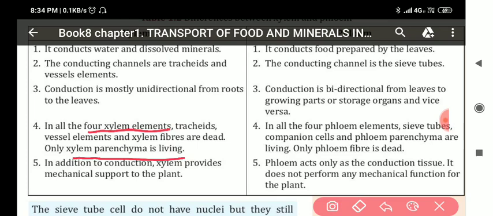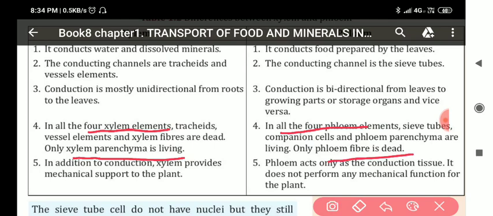And in the case of phloem, in all the four phloem elements, only phloem fiber is dead and others are living.